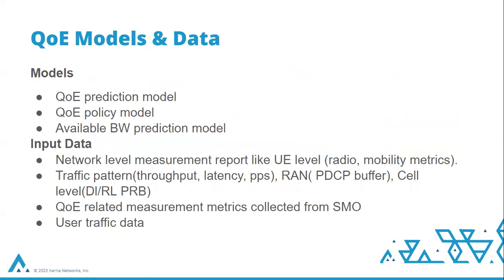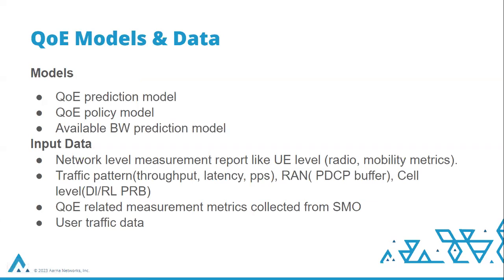So for the QoE, the various models are listed here. The QoE prediction model tells whether a particular application is within the QoE limits or not. It can be video quality or whatever. So that is the QoE prediction model, then the QoE policy model, and the available bandwidth prediction model. How much bandwidth is available? This model can predict it. All these can be AI/ML models, and these models again require data.